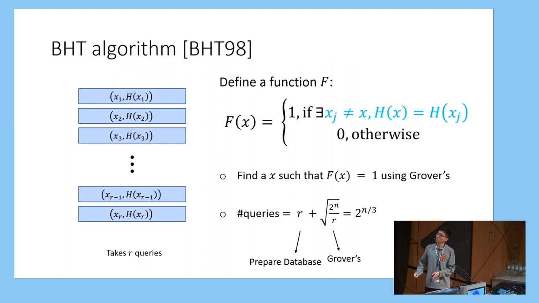And then the algorithm defines the function f over all the inputs x. So f of x is 1 if and only if x with some entry in the database forms a 2-collision. Otherwise, it's 0. So basically, if we can find an x such that f of x is 1, we found a collision. So we can use Grover to find a collision. And the total number of queries is r plus square root of 2 to the n over r. The first term comes from preparing the database. The second term comes from Grover search, where 2 to the n is the size of the search space, and r is the number of solutions in the space. By optimizing this formula, we have the complexity 2 to the n over 3, which is optimal.